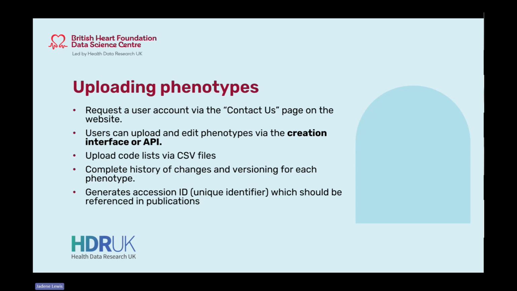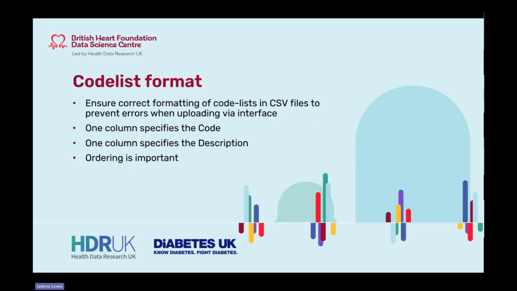Once you upload a phenotype entry to the library, this generates an accession ID, which should be referenced in publications whenever you've used that phenotype definition. Just a note about the Codelist format when uploading Codelists as CSV files in the library. It's important to ensure the correct formatting to prevent errors. You should have the CSV file with 2 columns: one column specifying the code and the second column specifying the description. And the ordering of this is important as well.